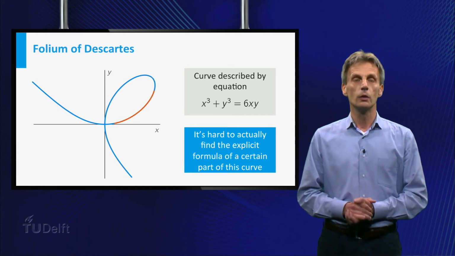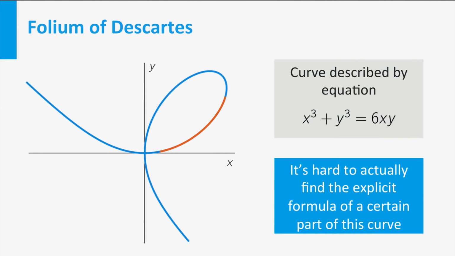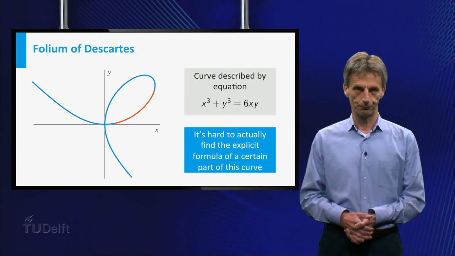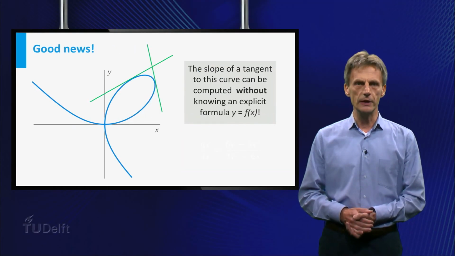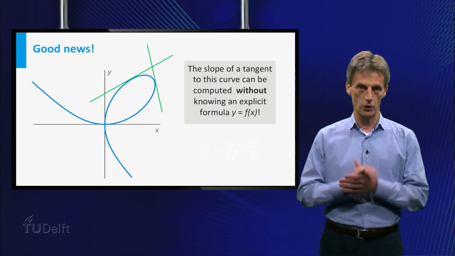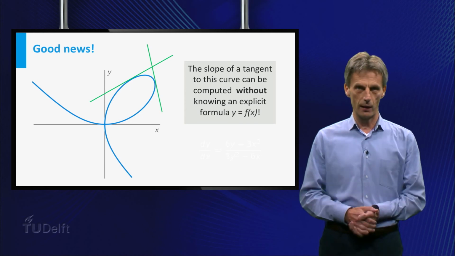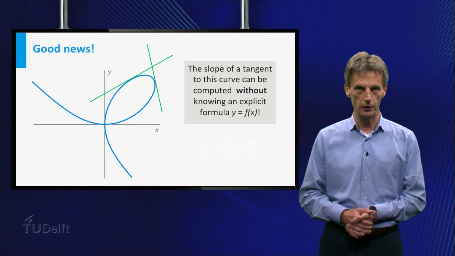So what do we do if we need to compute the slope of a tangent line? We use the technique of implicit differentiation. With this new technique, the slope of a tangent line to this curve can be computed without knowing an explicit formula y is equal to f of x. This is the power of the technique of implicit differentiation.